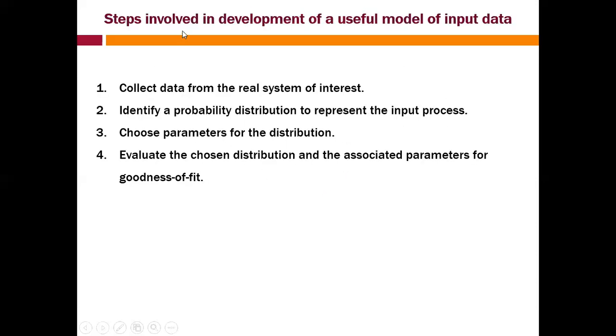This is very important: the steps involved in development of a useful model of input data. So we have four steps. We will see each one in detail. First, let us see what the four steps are. The first step is collect data from the real system of interest. Second step is identify a probability distribution to represent the input process. Third one is choose parameters for the distribution. And the fourth one, evaluate the chosen distribution and the associated parameters for goodness of fit.